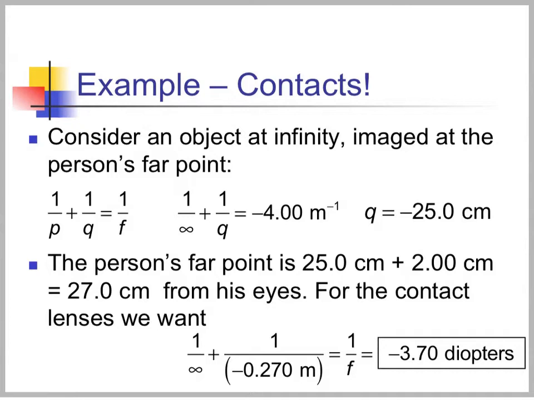For contact lenses then, we would want 1/infinity + 1/(-0.27) = 1/f, so it would be -3.7 diopters.